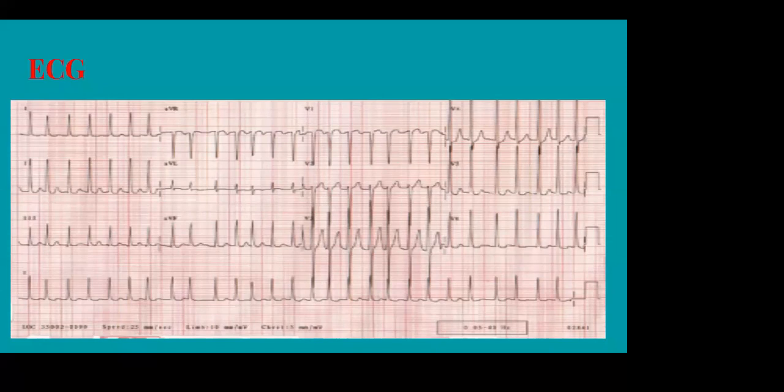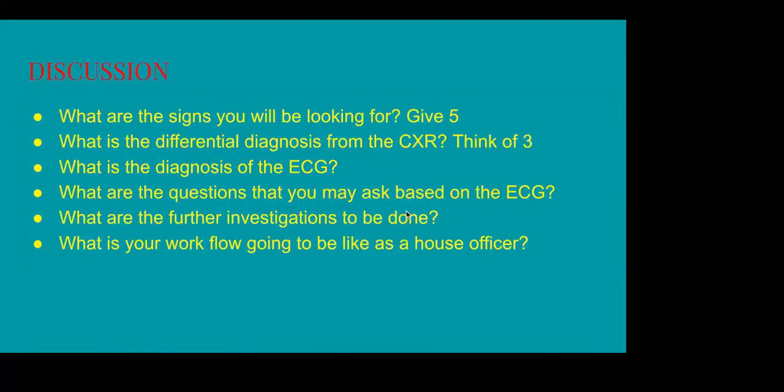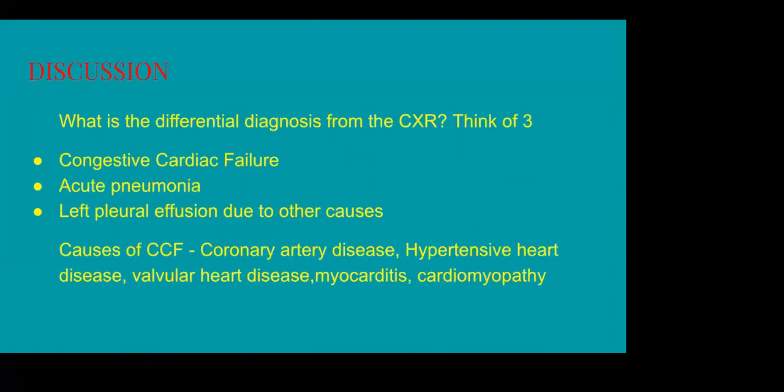And then what else do you want to look at? Okay. So what are the differential diagnoses from the chest X-ray? Well, of course, we have already made the diagnosis of congestive cardiac failure, but we will also think of acute pneumonia. The left pleural effusion could be due to other causes, but the cause of congestive cardiac failure is very important. So you like to look for signs or symptoms of coronary artery disease. We like to think of hypertensive heart disease, valvular heart disease, myocarditis, and cardiomyopathy.